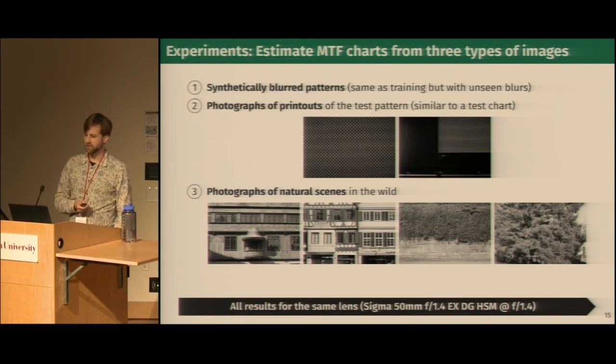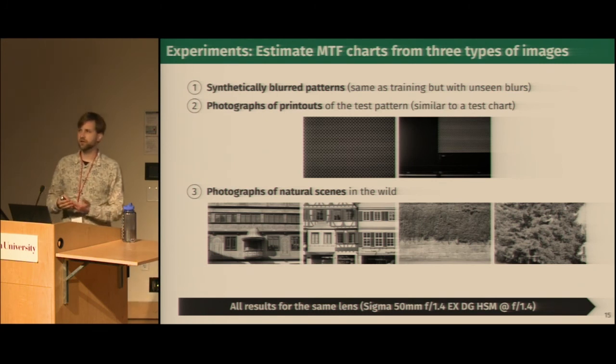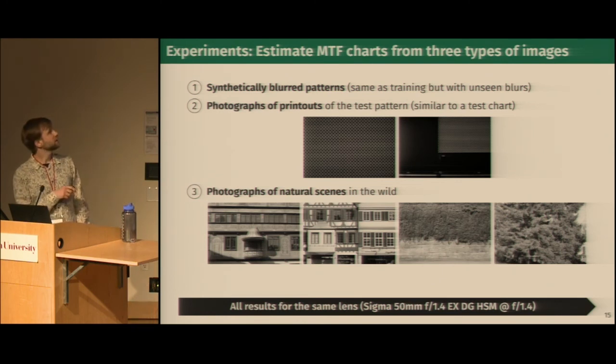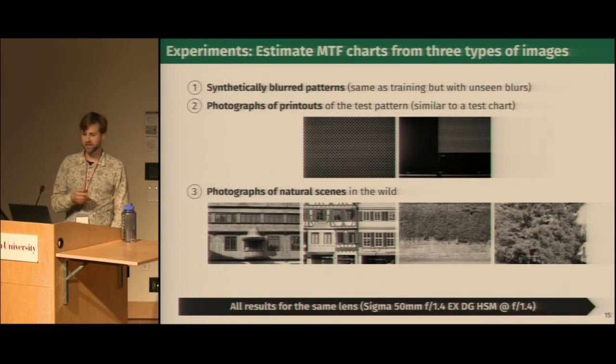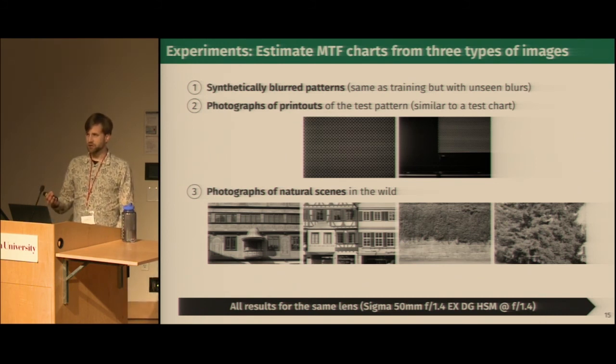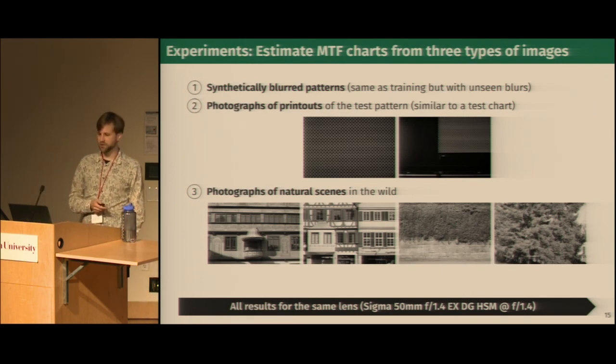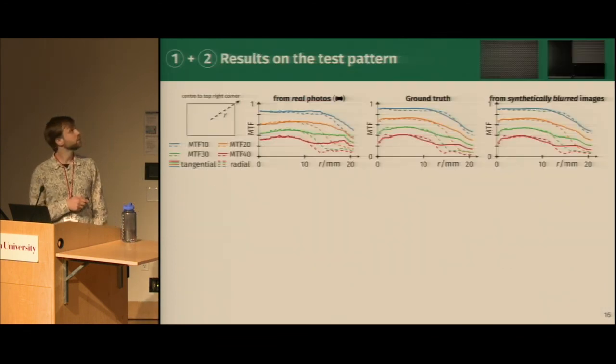Then, as a second check, we look at printouts of this test pattern at different scales, and then take photographs of this, very similar to a setting in which you would do MTF test charts. And then in the third case, I'm actually going out into the city of Tübingen and just taking lots of pictures of walls and buildings and then feeding them into the network. The results that I'm going to show you are all for one particular lens. They're not cherry-picked, but I want to be consistent and make it easy to understand. In our paper in the appendix, we do have a couple of lenses to show that the results are actually transferable also to other lenses.